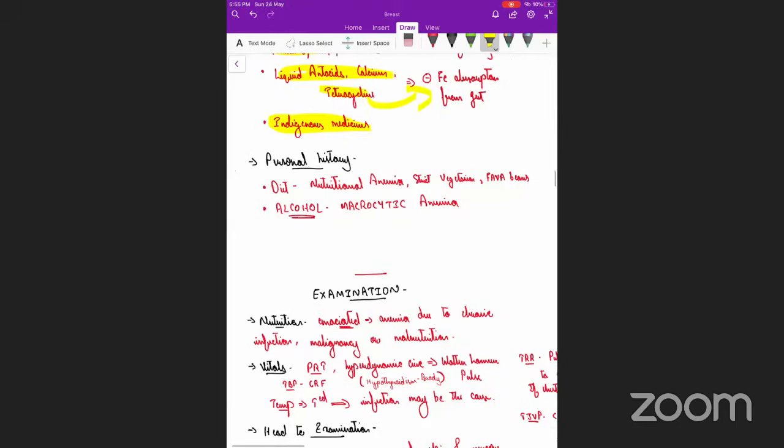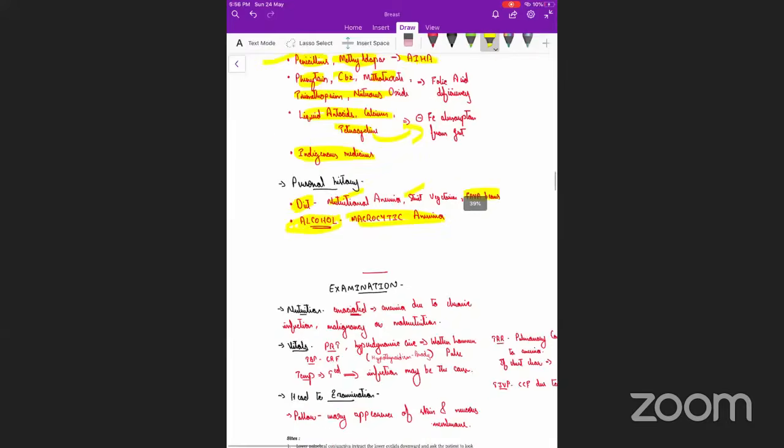Then comes personal history. How is it important? Again, diet can cause nutritional anemia, and a strict vegetarian diet can cause megaloblastic anemia. Fava beans can lead to G6PD deficiency. Alcohol causes macrocytic anemia. So this is from our history.